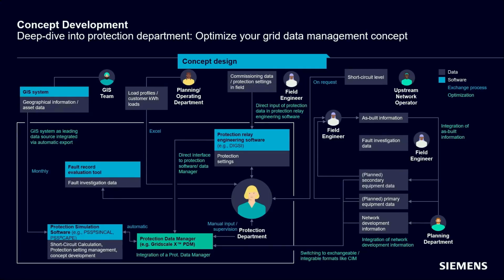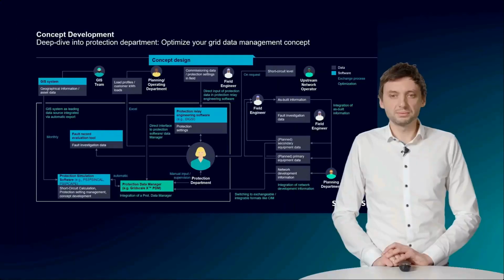Then between the protection simulation software and the protection relay engineering software, you see now another green box with the protection data manager. By integrating a protection data manager, for example, the Siemens solution GridScale X PDM, or any other protection data manager, you are now able to do automatic data exchange between the protection simulation software and the relay engineering software itself. So it avoids manual data exchange, and each manual data exchange can result in data mismatches or errors.